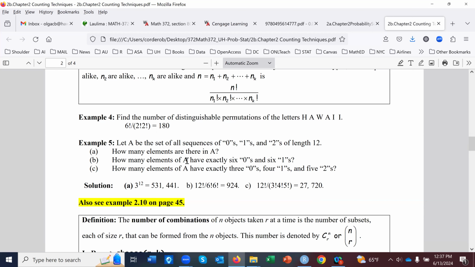Then, how many elements of A have exactly 6 0s and 6 1s? So then I am looking at a restriction. The 0s are indistinguishable and the 1s are too, so that's why I divide by that. And similarly in part C. Now you are asked here, highlighted, to study that example.